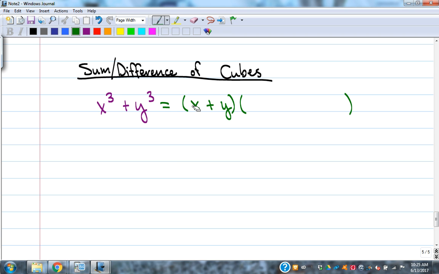Here's how it works. In the long factor, you've already used one x, so you've got 2 left over, so that's x squared. You've already used one y, so you've got 2 left over, so that's y squared. In the middle, you've got both of them, and it's the opposite, so it's a minus here, plus there.